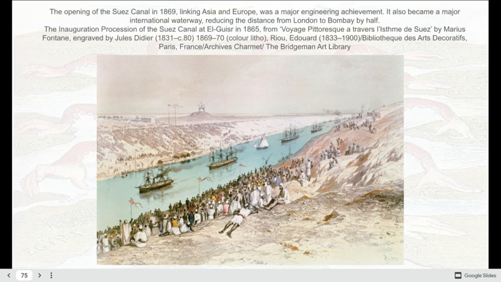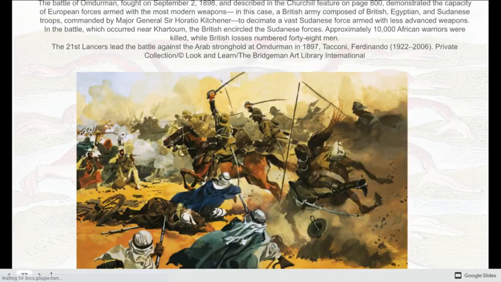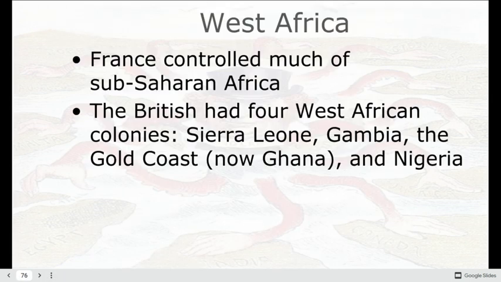But nevertheless, the opening of the Suez Canal was considered a big boost for Egypt in particular, although they personally would not control it. That would be a major issue of contention in the 20th century, particularly during the Cold War. In West Africa, as I said before, the French controlled much of the sub-Saharan Africa, while the British controlled along that spine of Africa that I pointed out earlier. Although they did control a few along the coast on the western side of the continent.